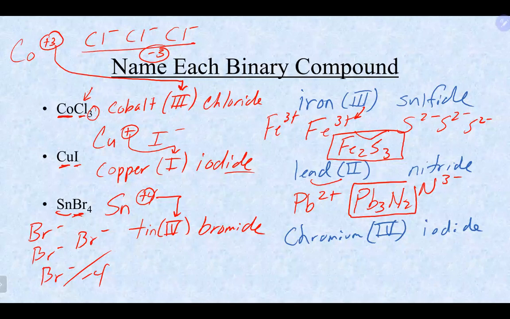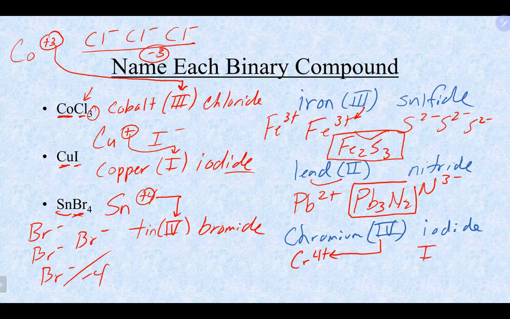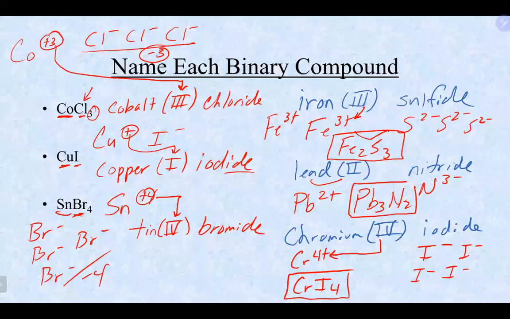Lastly, chromium, Roman numeral 4, tells us our chromium is a +4 charge. And iodide is group 7, which is a -1. So in this case, we actually need 4 of these I minuses to balance it out. And that means CrI4. Any questions on any of the names or formulas here?